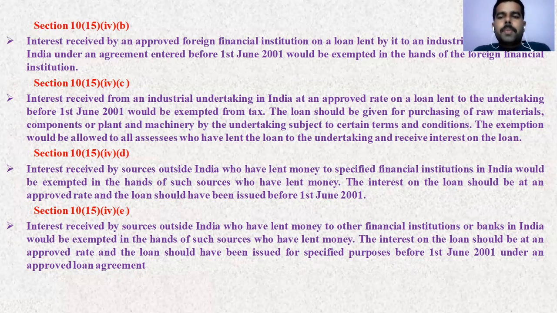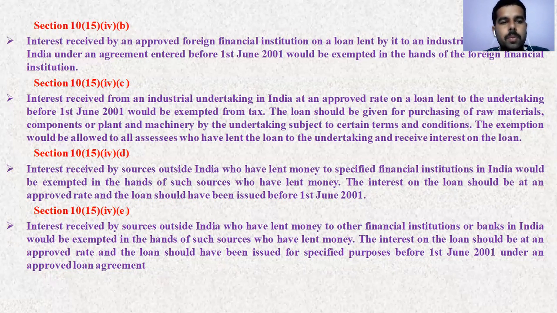The next, undertaking before 1st June 2001, an undertaking will be written between these industries and the assessee. The loan should be given for purchasing raw material, components. Okay, the loan is given to purchase the raw material, components, plant and machinery by the undertaking, subject to certain terms and conditions. Based on some terms and conditions, it will be applicable.